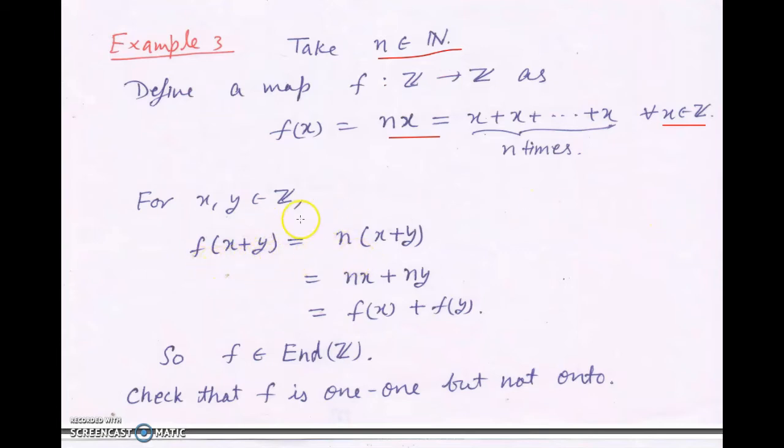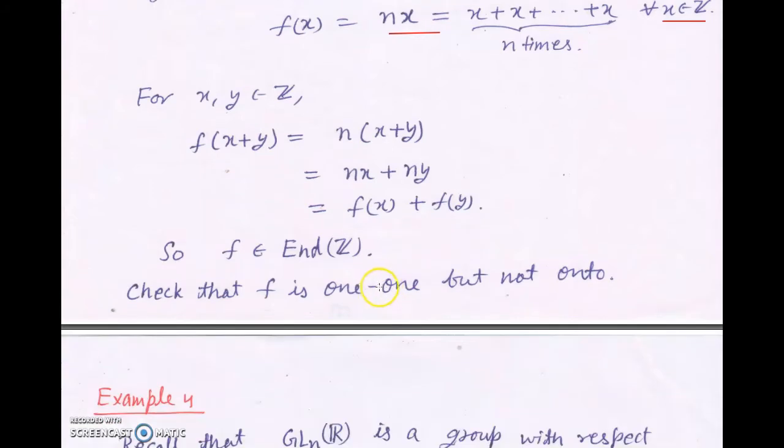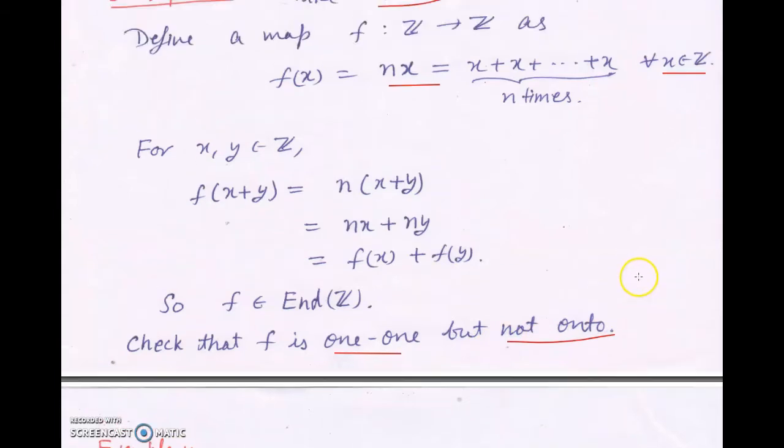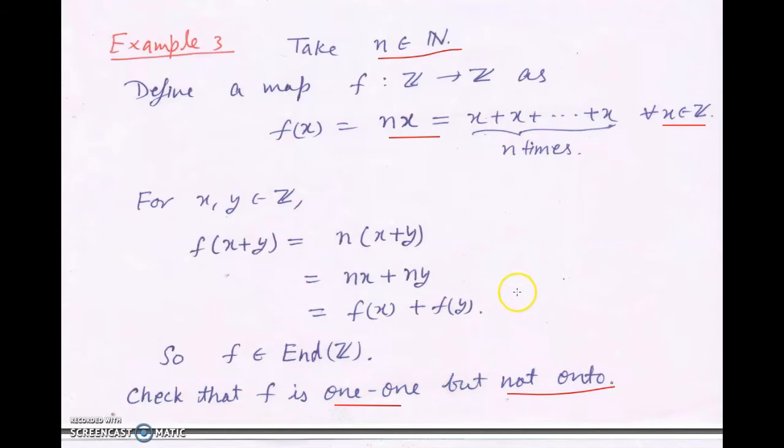So f(x+y) for x, y in Z is equal to n times (x+y). We can distribute: nx plus ny, and it is f(x) plus f(y). So f is an element of End(Z). One can also check that f is one-one, but f is not onto. I am leaving it as an exercise, and since f is one-one, you can call it a monomorphism.